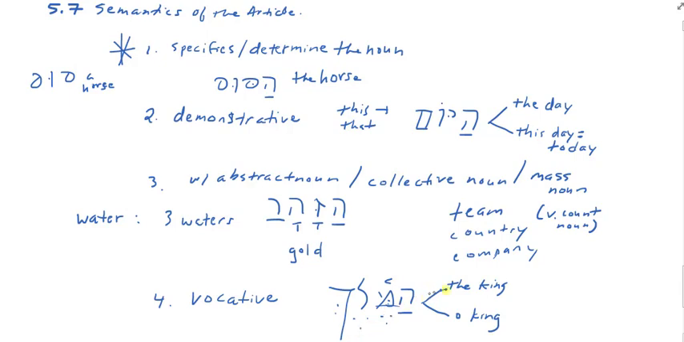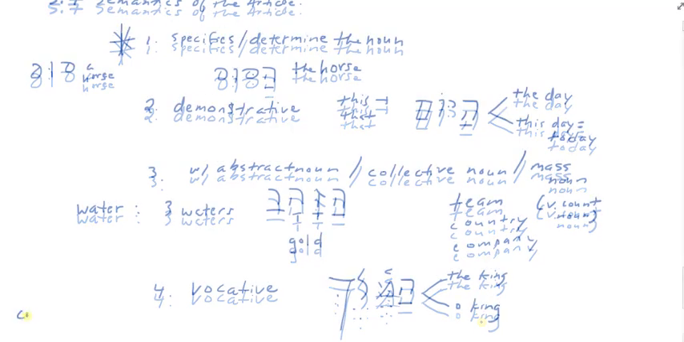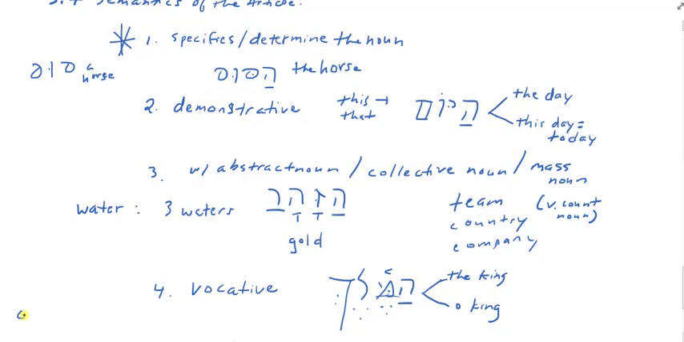So ha-melech could mean the king, use number 1, but there are some situations where ha-melech could be a vocative use of the article ha, and then that would be translated something like O king, as in, O king, live forever. The word king there is being used to name the addressee. O king, you, I'm talking to you, O king. O king, live forever. So those are the main semantic functions of the article in Hebrew.